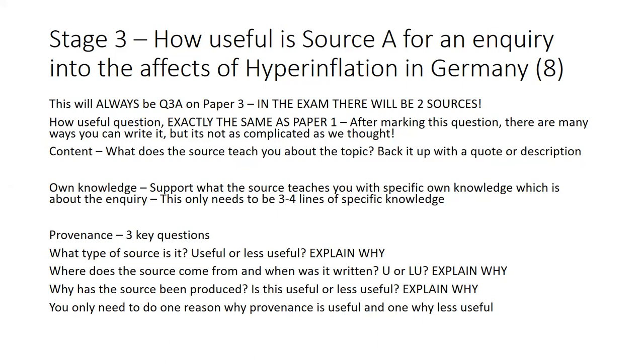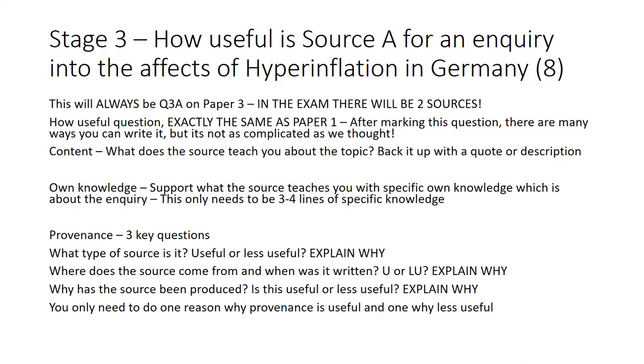So when we do this, we have to look at some key questions, and you only need to look at one useful reason and one less useful. So firstly, what type of source is it? Is it a diary? Is it a cartoon? Is it a newspaper article? What is it? Is that useful to us or less useful, and explain? Where does the source come from and when was it written? Was it written at the time of an event? Was it written as sort of a hindsight source? Was it written 10 years after, 20 years after? Useful or less useful? Explain why.